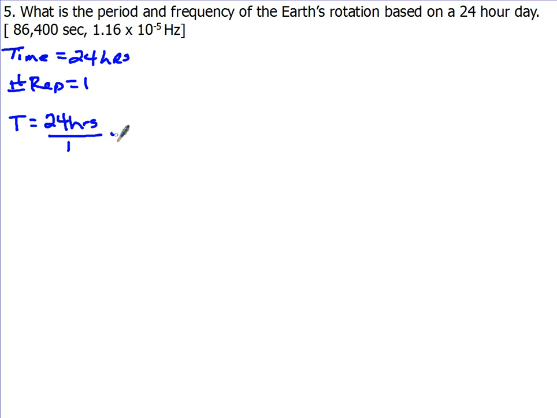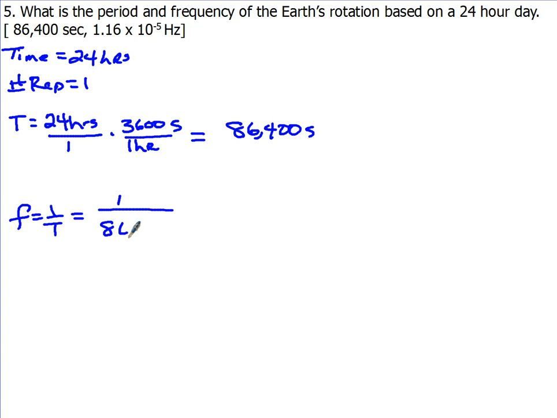Now, I have to get this into seconds. So, 1 hour is 3,600 seconds. Multiply straight across, and I get 86,400 seconds. Now, to find the frequency, it is 1 over the period. So, I don't want to redo this. It's kind of a hassle. So this is 1 divided by 86,400 seconds. And I get 1.16 times 10 to the negative 5. And of course, units for frequency are Hertz.